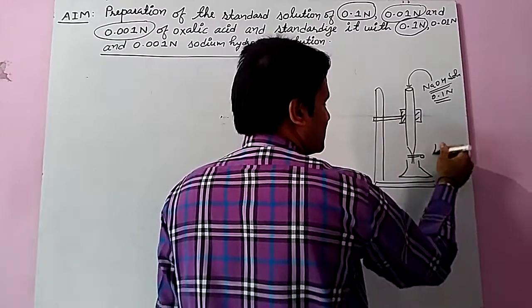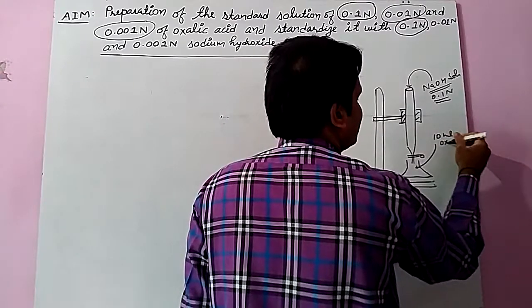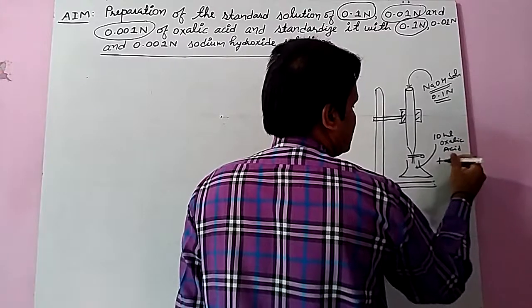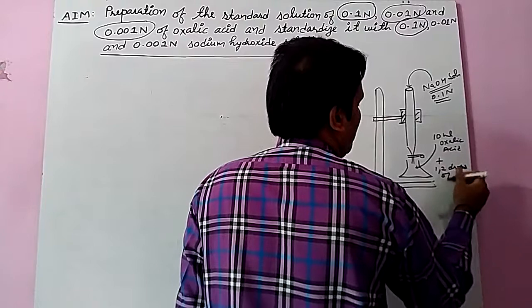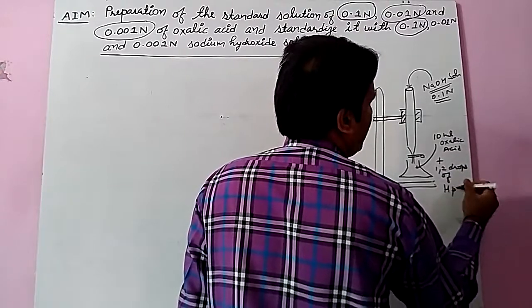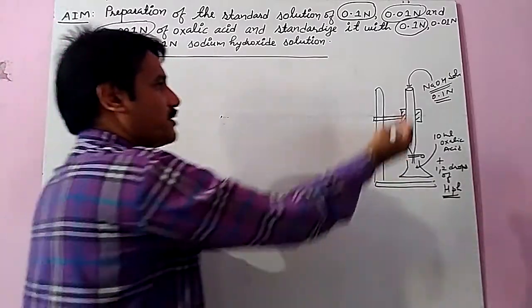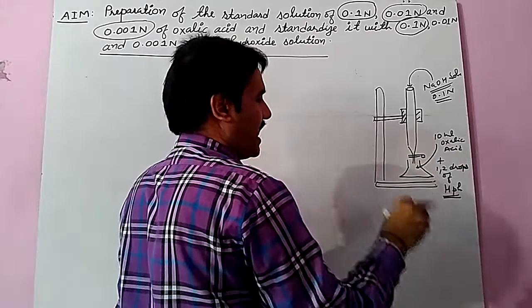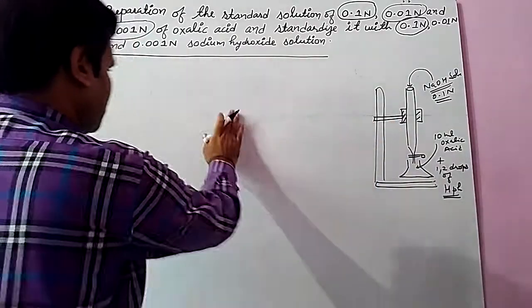In this conical flask, add 10 ml of oxalic acid plus 1 or 2 drops of phenolphthalein indicator, in short HPS, phenolphthalein indicator. Then NaOH is added dropwise. A pink color appears. That is your endpoint. Minimum 3-4 trials are compulsory up to the concordant reading.